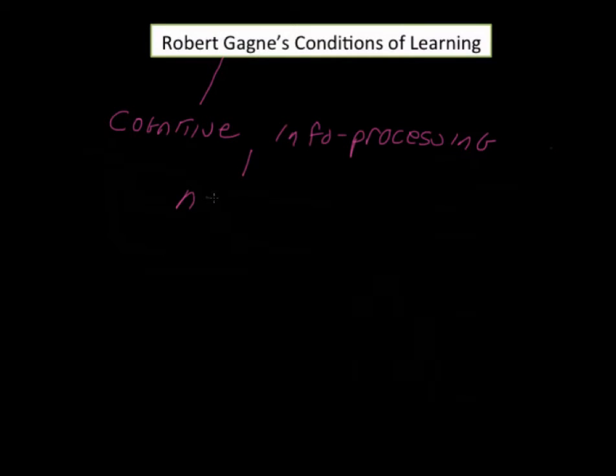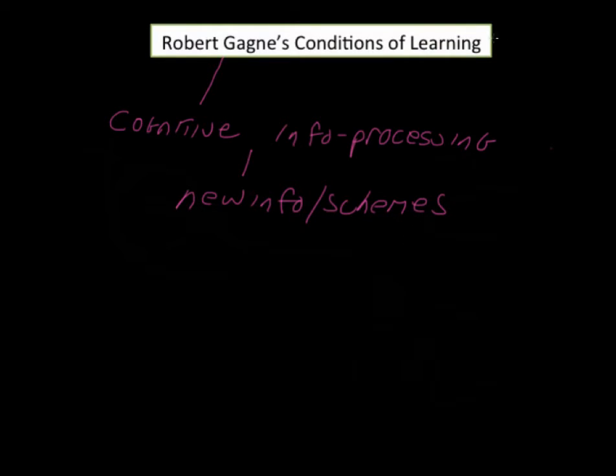The Dick and Carey model was influenced by the work of Robert Gagne. Gagne's conditions of learning is a main theory behind the Dick and Carey model. And this is based upon a cognitive information processing view of learning. And what this says is that learning occurs when students incorporate new information and schemes into their memories that enable new capabilities.